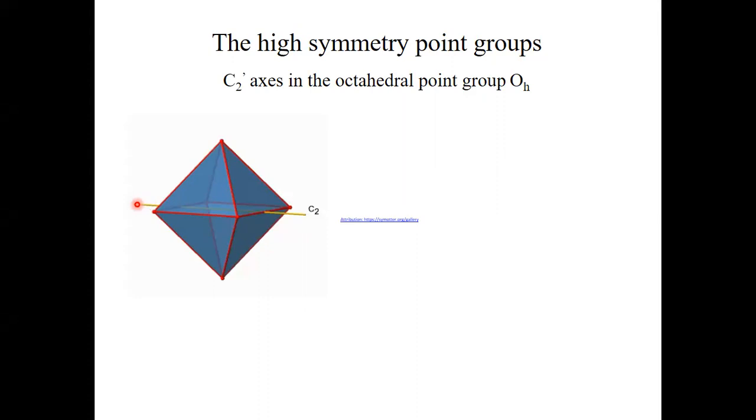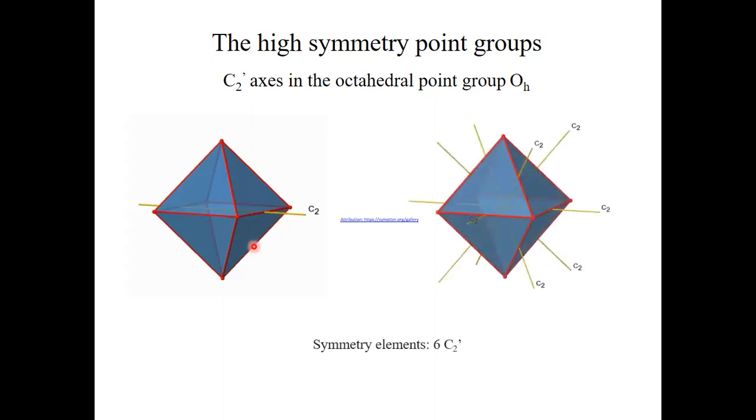So how many edges do we have in our octahedron? We have overall 12. We can just count them in order to verify this. We have 1, 2, 3, 4. Sorry, that's not correct. So we have 1, 2, 3, 4. And then we have 5, 6, 7, 8. And then we have these 4, 9, 10, 11, 12. So therefore, we would have 12 over 2 is equal to 6 of these C2 prime axes.